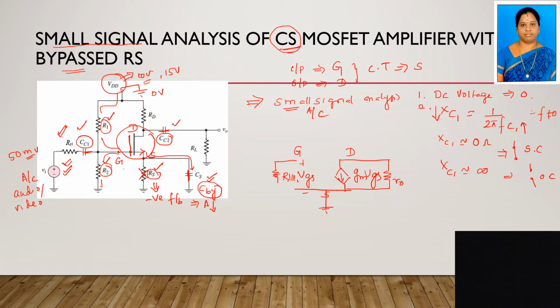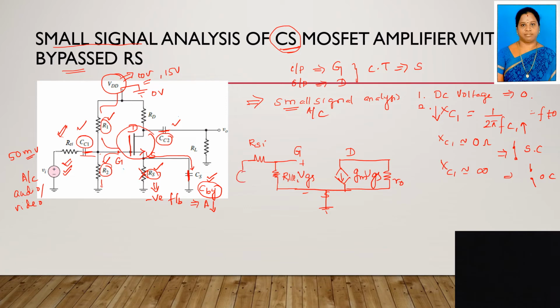Okay, parallel combination in between gate and ground. Source is already connected to ground, so I can connect this to ground. Similarly, from the gate, we have another resistance RSI. So here I have to connect one RSI resistance, because the coupling capacitor is short circuited.